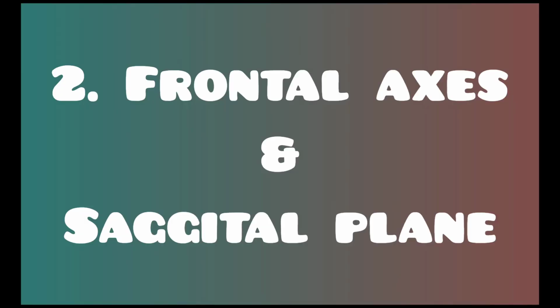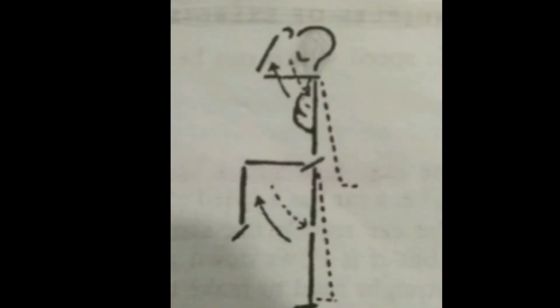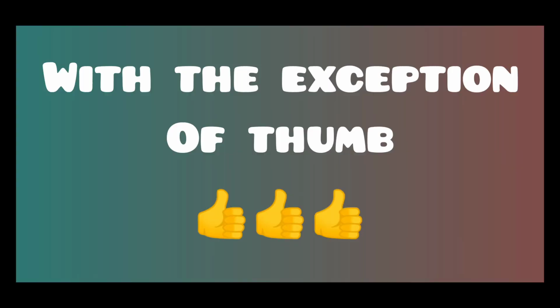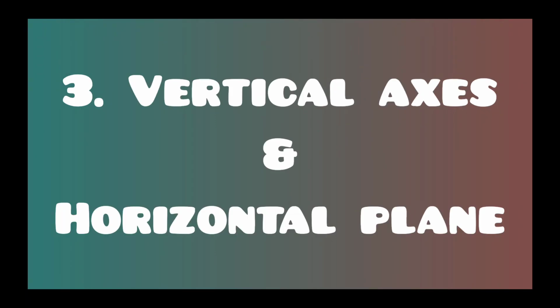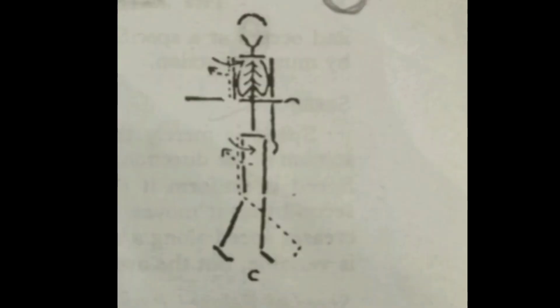Number 2, the frontal axis and the sagittal plane. Movements of flexion and extension take place about a frontal axis and in a sagittal plane, with the exception of the thumb. Now, the third one, vertical axis and horizontal plane. The rotational movements occur at the vertical axis and a horizontal plane.